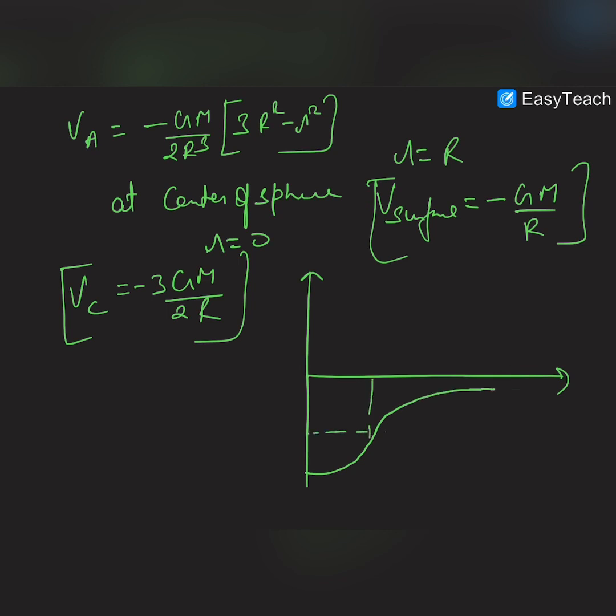And this is the surface, and at the surface potential is minus GM by R, and at the center potential is minus 3 by 2 GM by R, and outside it is a hyperbolic relationship. V magnitude is inversely proportional to r. Okay, so this is the graph of the potential of a solid sphere.